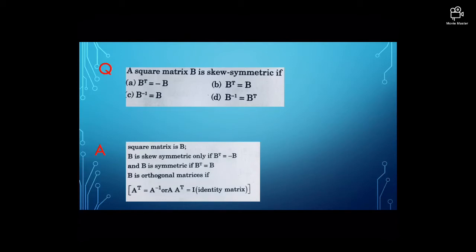And one more thing, a matrix A is orthogonal if A transpose is equal to A inverse, or A into A transpose is equal to I. So the right answer will be which one? B transpose is equal to minus B, which is option A.